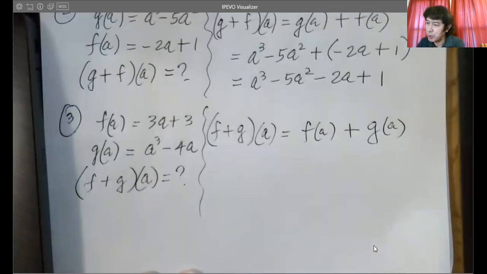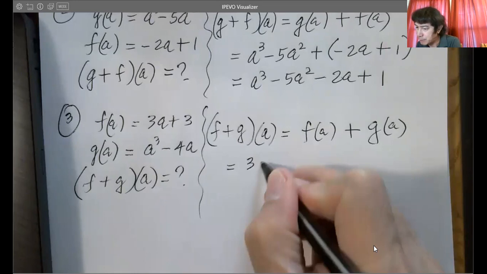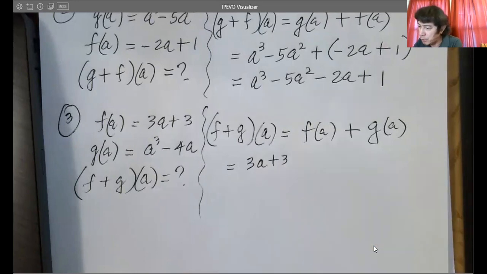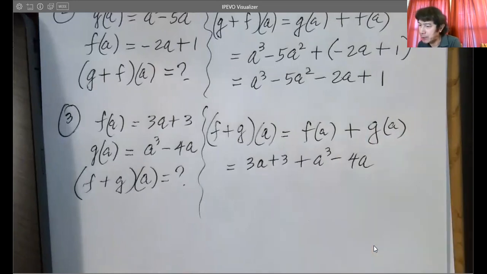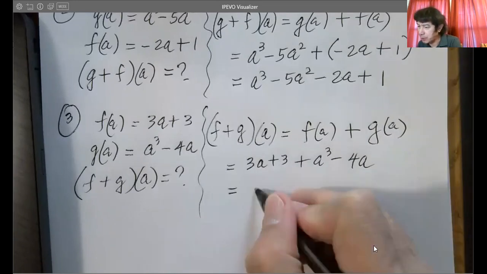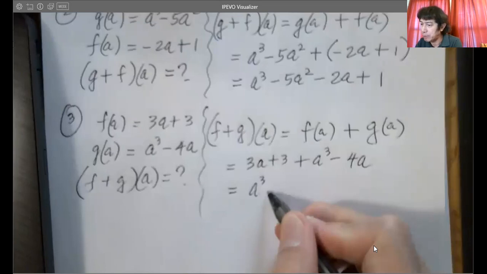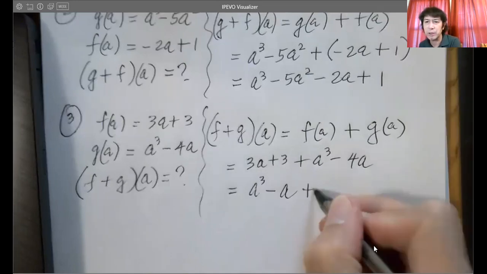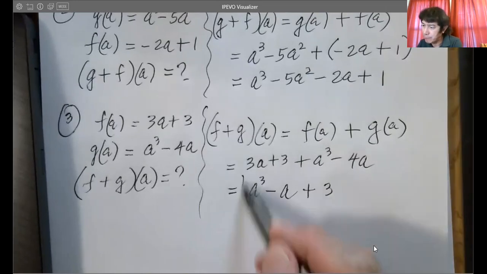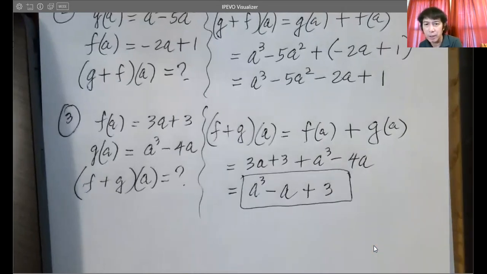And then direct substitution. This will be f of a, that's 3a plus 3 plus a cubed minus 4a. And then we shall be able to combine like terms. A cubed has no other like term but the a cubed. We have the 3a and minus 4a, and that will result to negative 1a or negative a. And the number 3. And this must be the answer. There. So we have a cubed minus a plus 3.